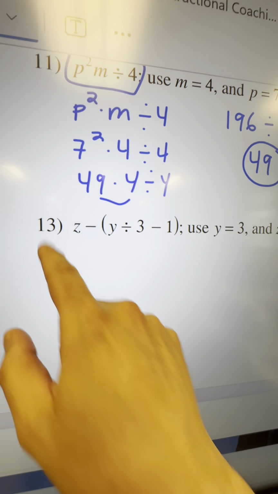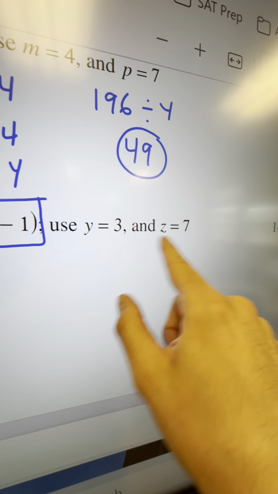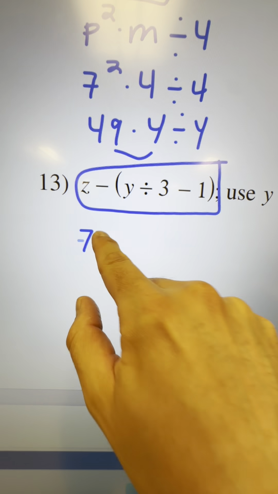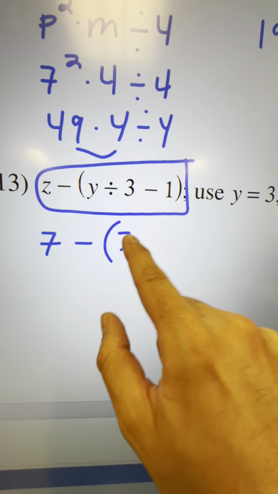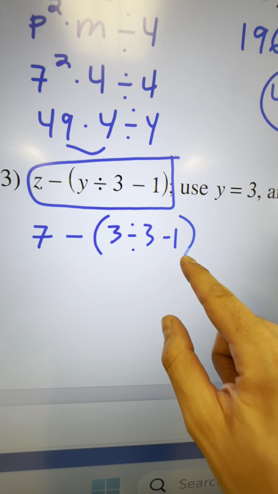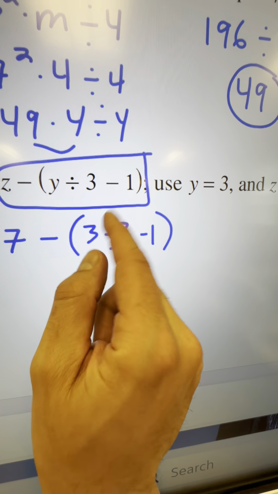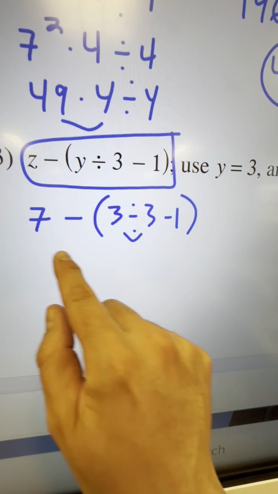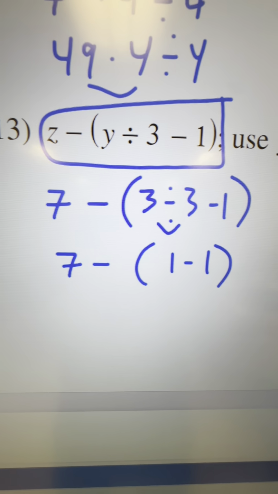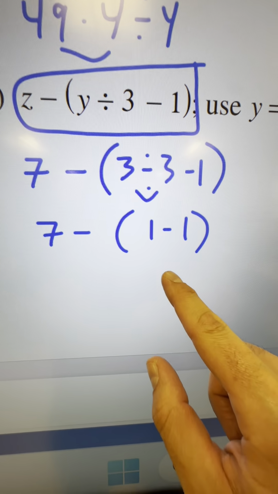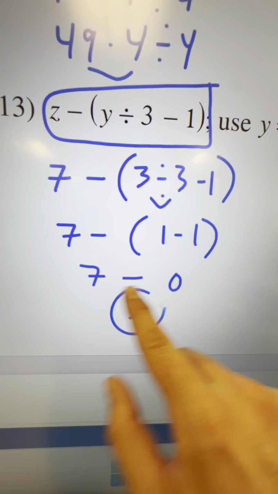All right, next, example 13. We are doing this one right here. I'm going to replace my values. Z is 7, so 7 minus, and then in parentheses I have y, which is 3, 3 divided by 3 minus 1. Order of operations, always do parentheses first, and in here I have division and subtraction. Division is first. So I get 7 minus 1 minus 1. Then 1 minus 1, still working in the parentheses, I get 0. So now I have 7 minus 0, which equals 7.